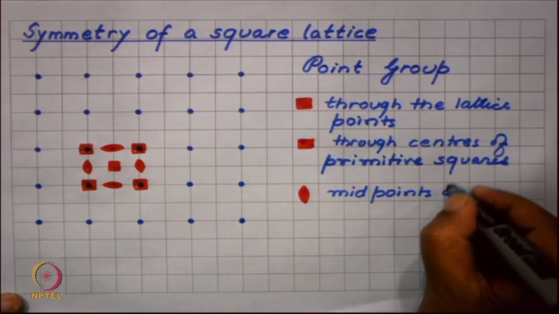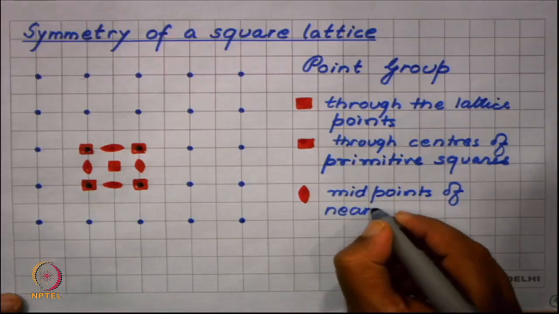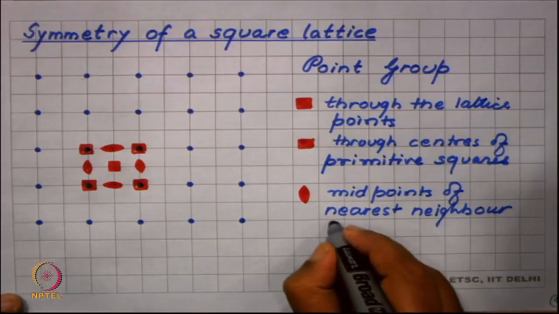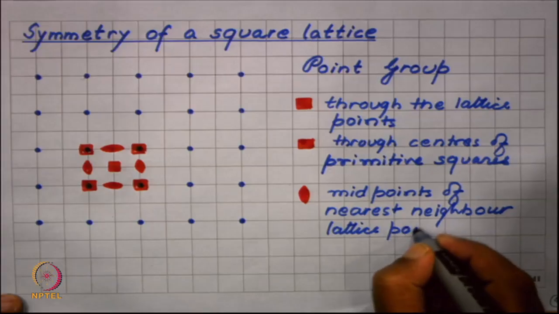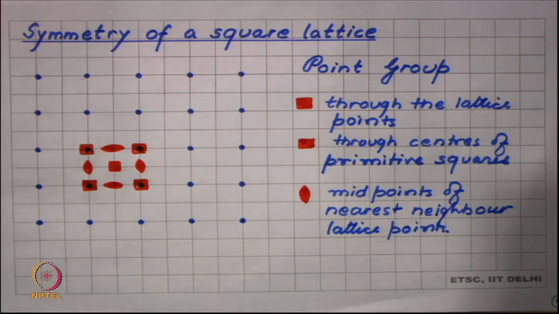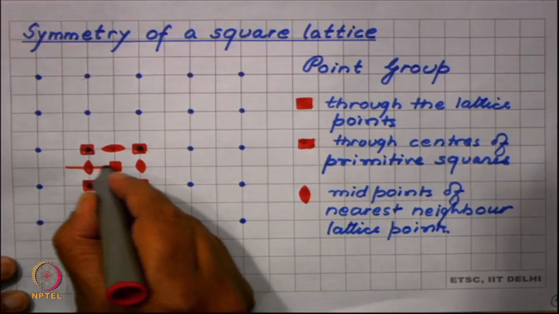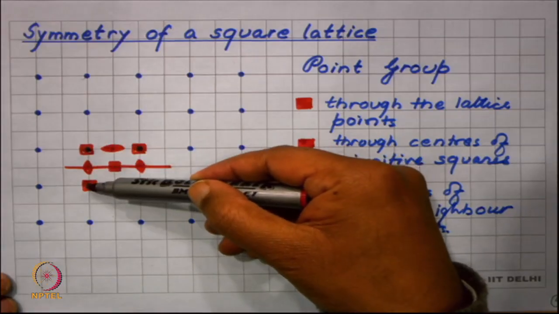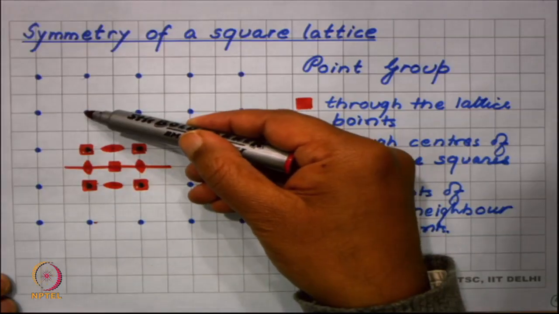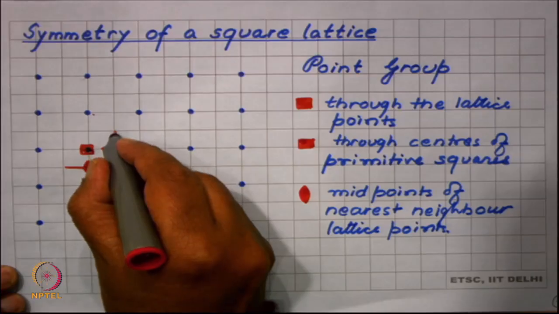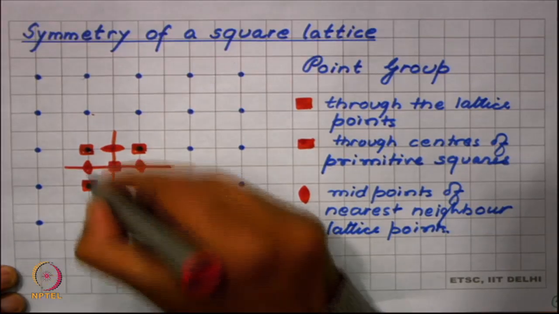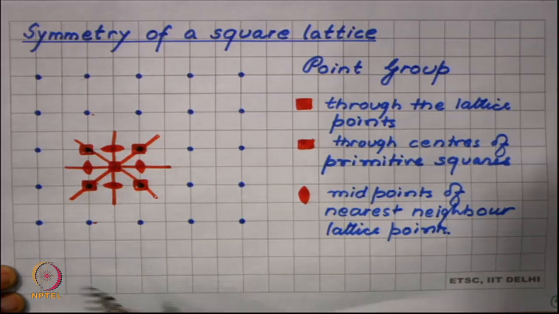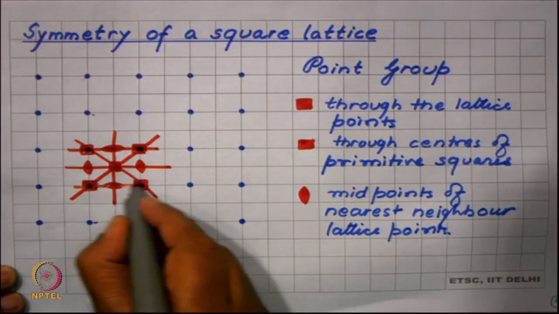midpoints of nearest neighbor lattice points. And then you can see that if I take a line like this, it represents a mirror plane, because every point above will be reflected to equivalent point below, and every point below will be reflected into an equivalent point above. So, there is a horizontal mirror, there is also this vertical mirror, and then there are the diagonal mirror also. Of course, through these lattice points also we have mirrors.